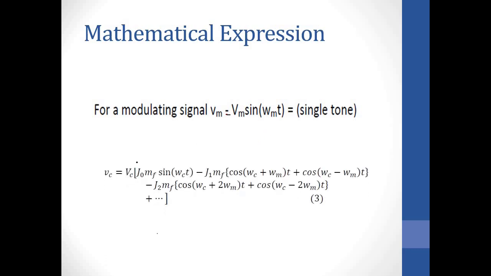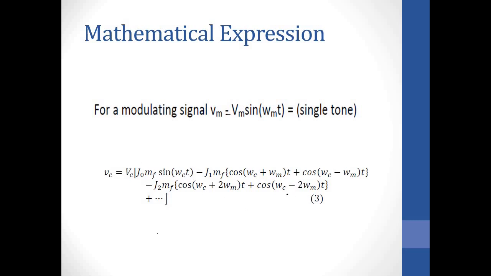So we're mixing that signal with our carrier frequency. The mixing of this signal to the carrier signal gives us this equation number 3. We're not going to go into much detail on how it was derived, but you can see that the amplitude is Vc, with J0(mf) sin(ωc t), J1(mf) at ωc plus ωm, ωc minus ωm, ωc plus 2ωm, ωc minus 2ωm. These are frequency components that are generated.